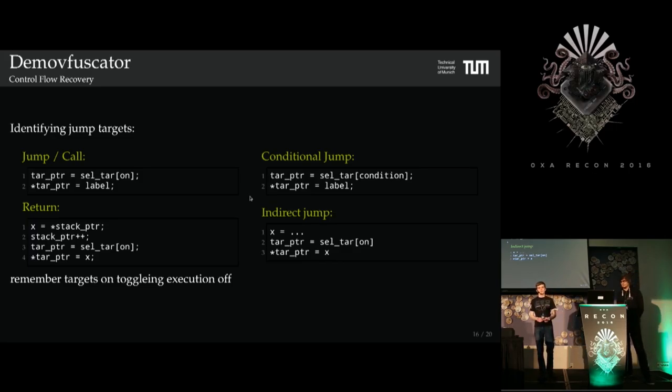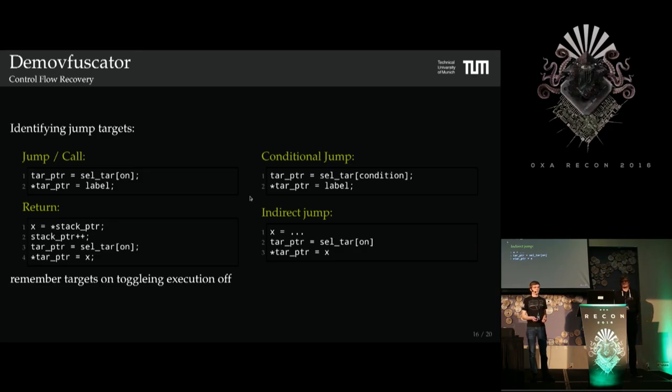We have to identify jump targets. And all those instructions have in common that they access cell target. So we do it very similar to the analysis of the labels. We start from the selector of the target and see if it's toggled under some condition, like you see in the conditional jump. All the others have no condition, because jumps will always be executed, returns will always be executed, indirect jumps will always be executed. And then we also have to acquire the label, which we find in the subsequent instruction, or it could be something more complex, like in the indirect or return case.